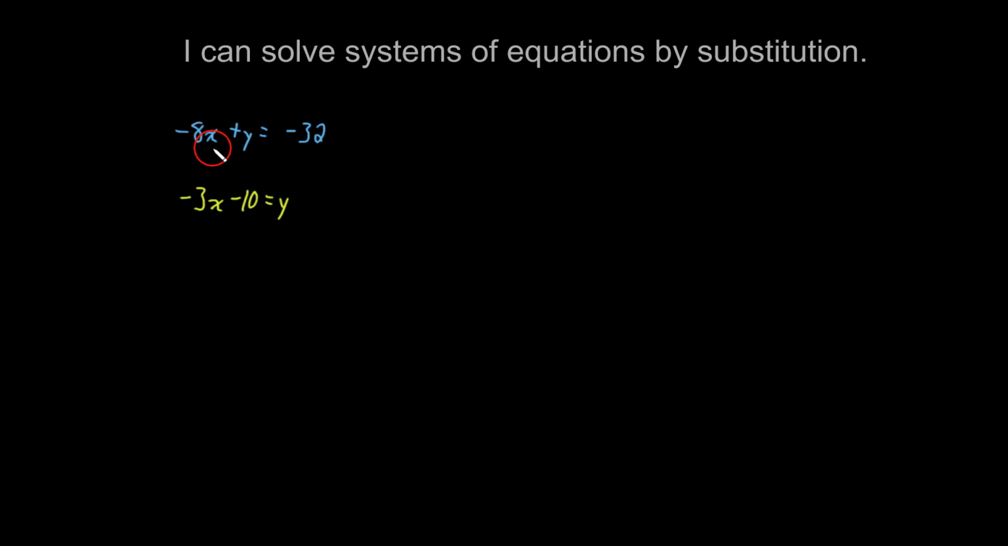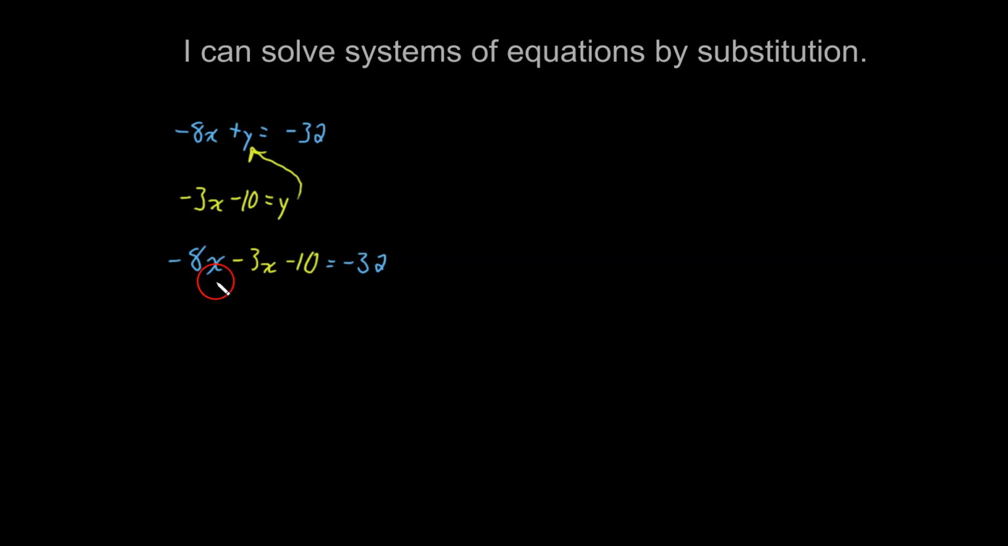Let's look at another example here. So we're given the system of equations of negative 8x plus y equals negative 32 and negative 3x minus 10 equals y. So this is similar to the previous problem. So now what we're going to do is substitute negative 3x minus 10 in for y up here in this equation. Okay, so that would give us the equation of negative 8x minus 3x minus 10 is equal to negative 32.